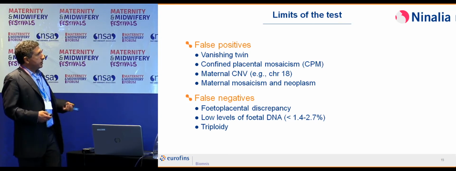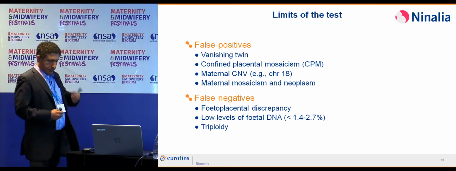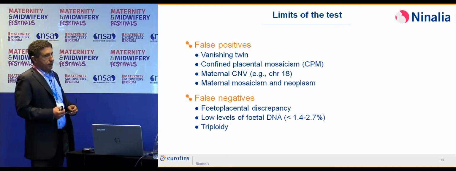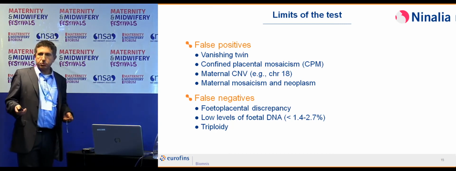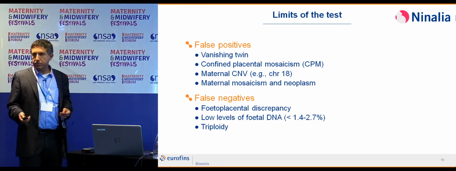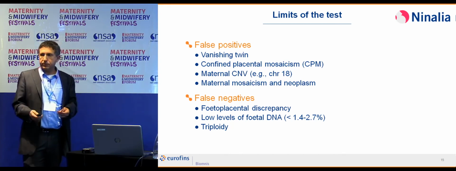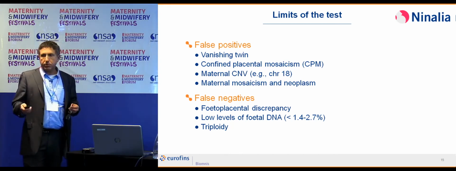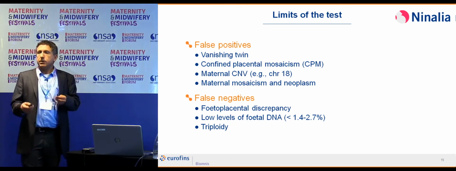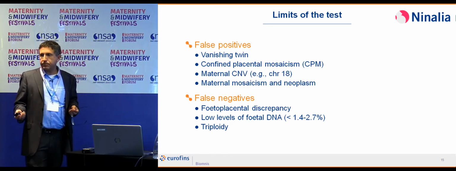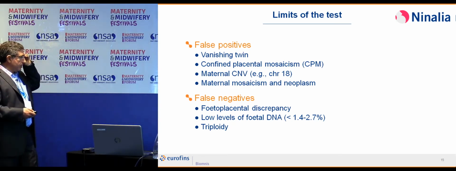We have some limits for any test. So there are some false positive possibilities. If there is a vanishing twin, maybe the vanishing twin was affected by trisomy, and its placenta still delivers DNA with trisomy in the maternal blood, whereas the survivor is safe. So if there is a vanishing twin, there could be a false positive.